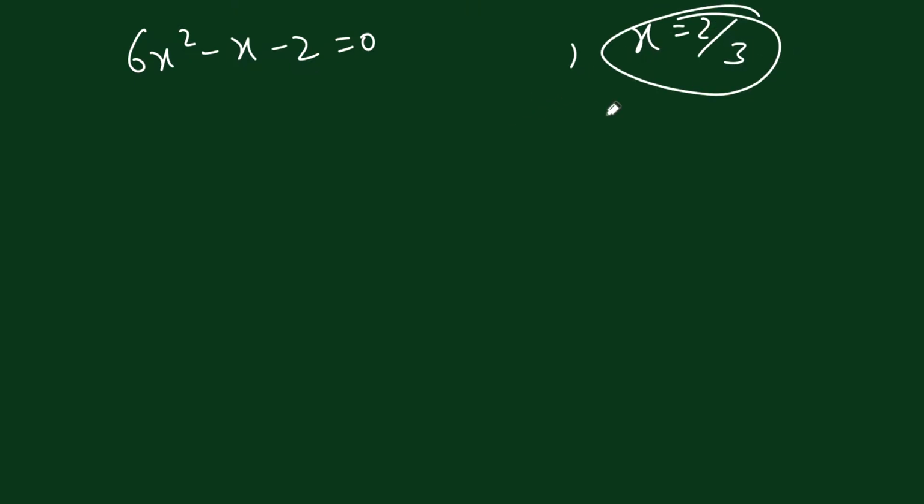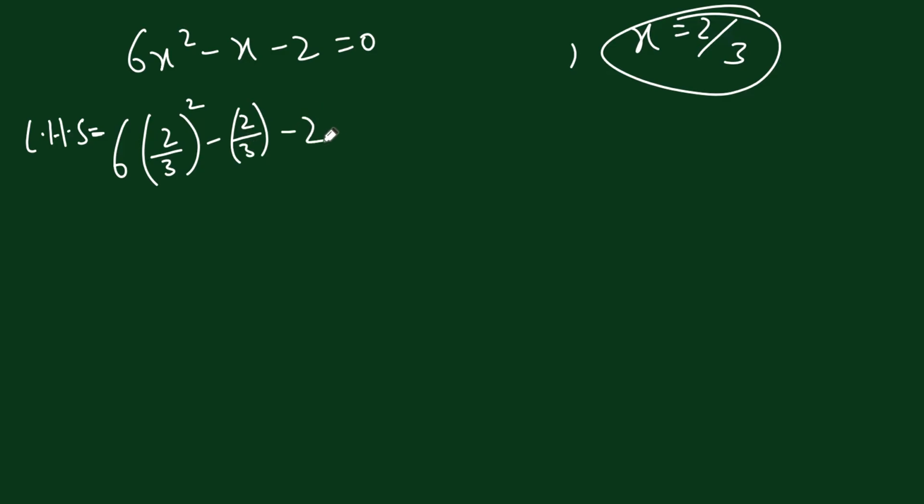How will we do that? It's 6x square minus x minus 2 is equal to 0. And they said check whether x is equal to 2 by 3 is one of the values for x or not. What we'll do, we'll substitute in place of x in the LHS. In place of x, 2 by 3, minus 2. We will not write equal to 0. We are substituting x is equal to 2 by 3 on this side and finding what that value is. If that value of LHS comes equal to RHS, that is 0 here, then we'll say yes, x is equal to 2 by 3 is one of the solutions.